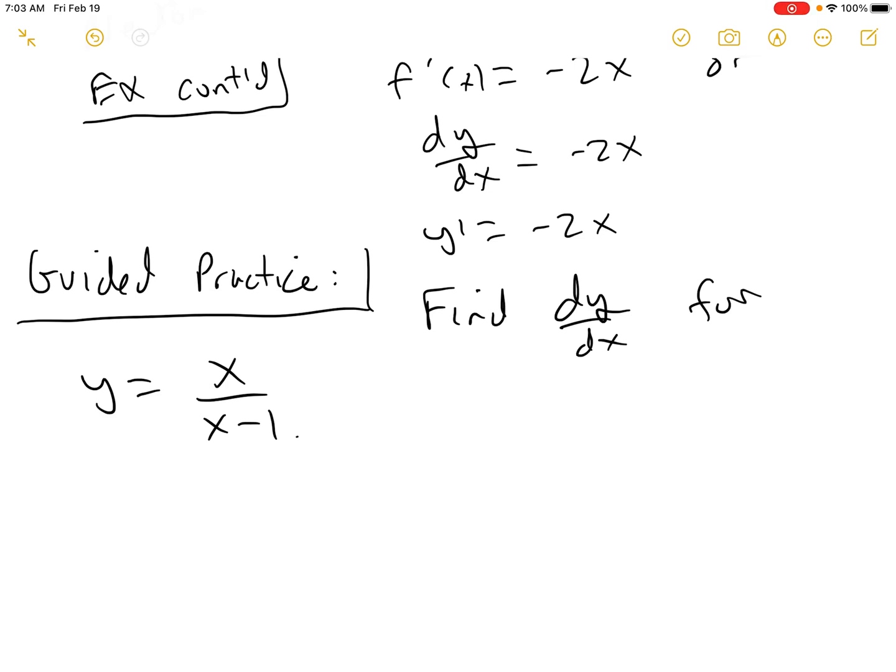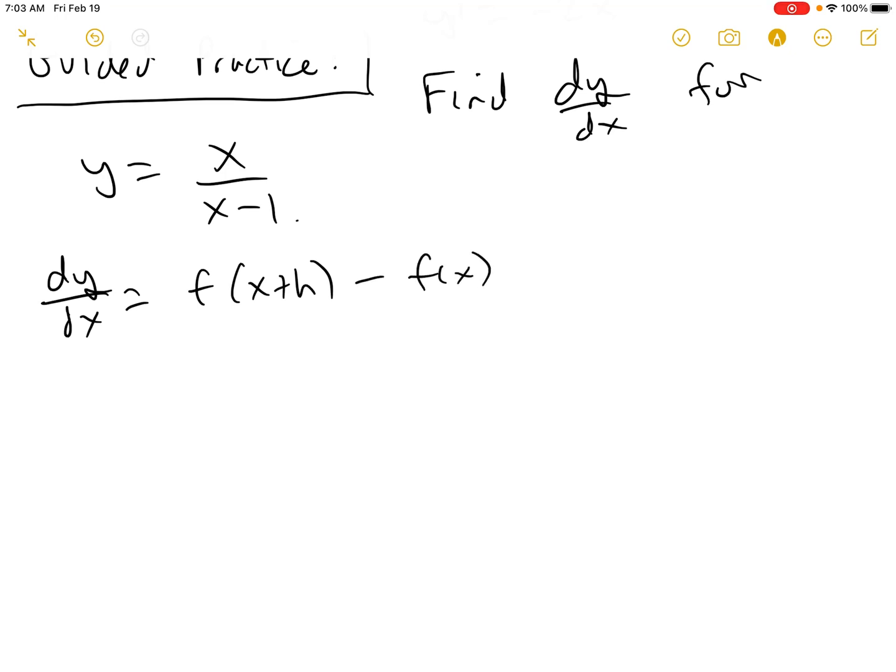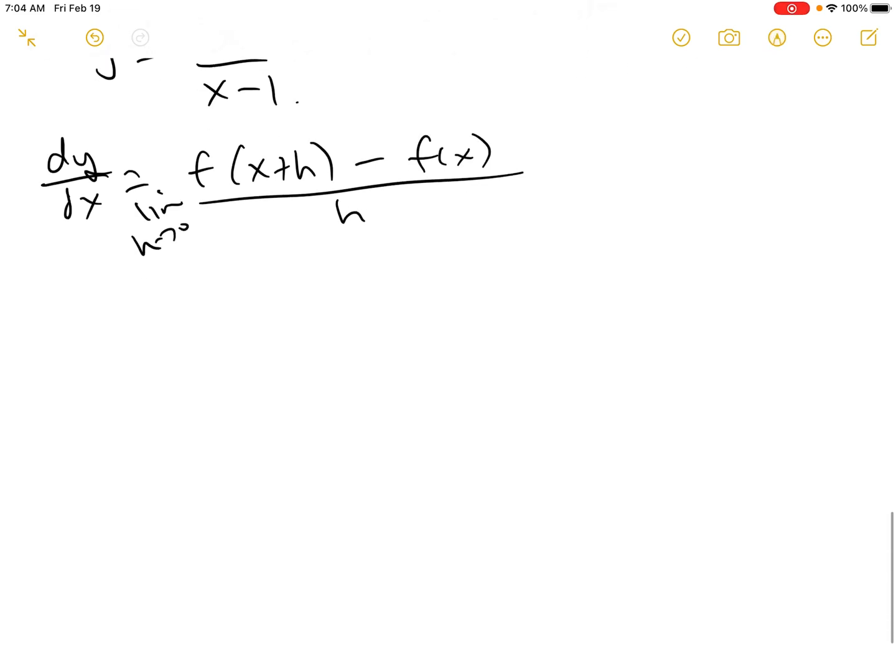All right. Hopefully that wasn't too bad. And as you'll see in a second, it's just an algebraic gymnastics thing. So let's get warmed up and do this. We have dy/dx is f of x plus h minus f of x over h. I forgot to put my limit in there. The limit as h approaches 0.